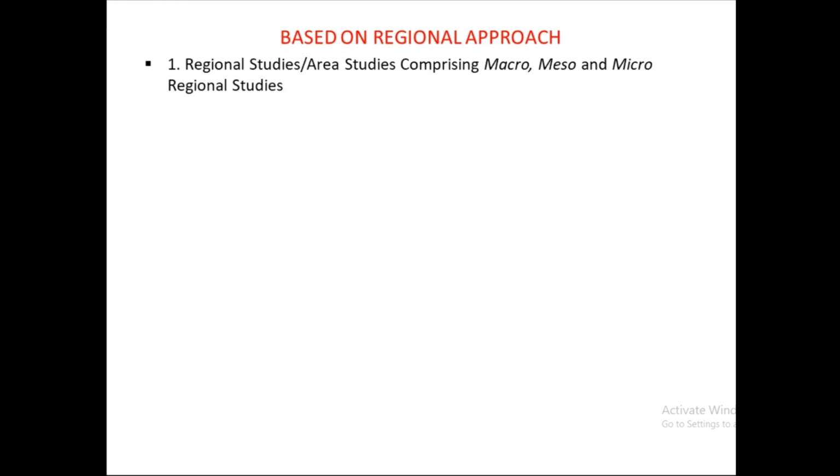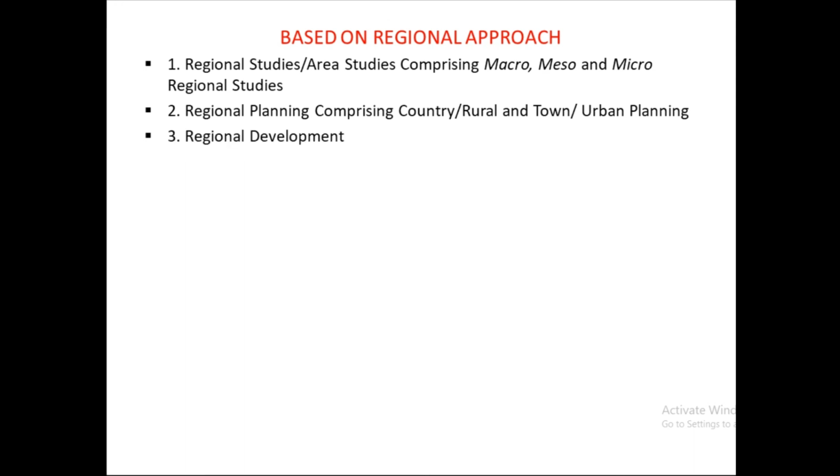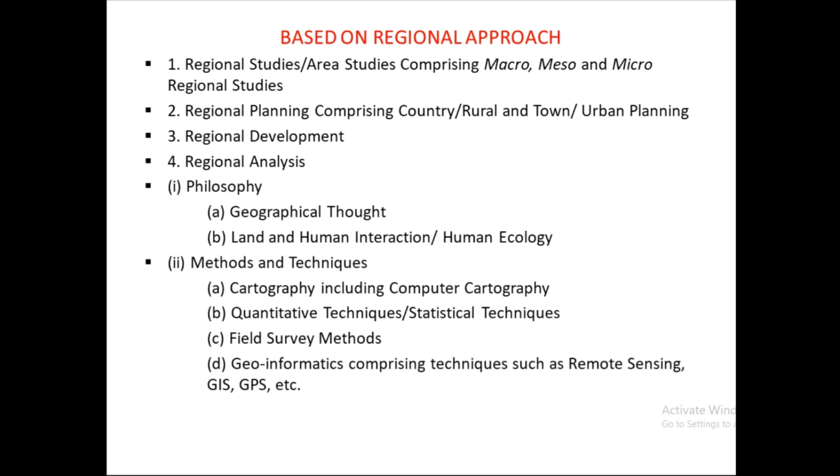Now next is branches of geography based on regional approach. First is regional studies, area studies comprising macro, meso and micro. Next is regional planning comprising country, rural and town, urban planning. Next is regional development. Next is regional analysis, which includes philosophy, geographical thought, land and human interaction, human ecology, and methods and techniques, which includes cartography, including computer cartography, quantitative techniques, statistical techniques, field survey methods, geoinformatics comprising techniques such as remote sensing, GIS, GPS.